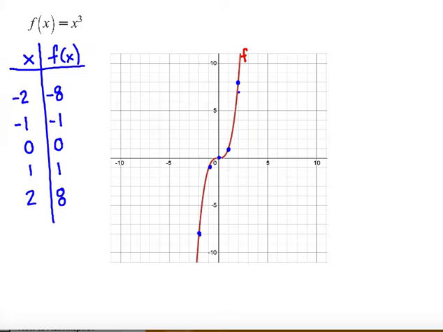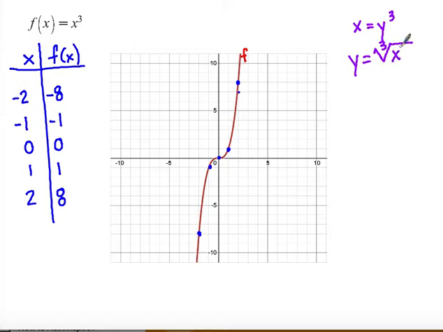So now let's investigate finding the inverse of that function. So just like we have previously done, I'm going to go ahead and flip my x and y variables. And then I'll solve for my y again. So when I solve for y, I will have to take the cube root of both sides. So y is simply going to be the cube root of x.